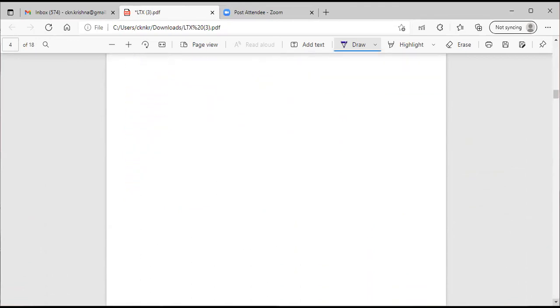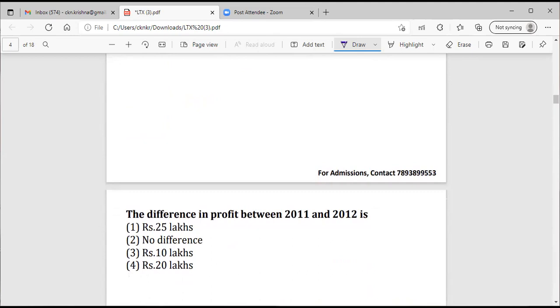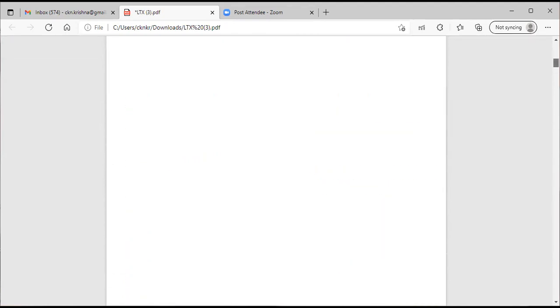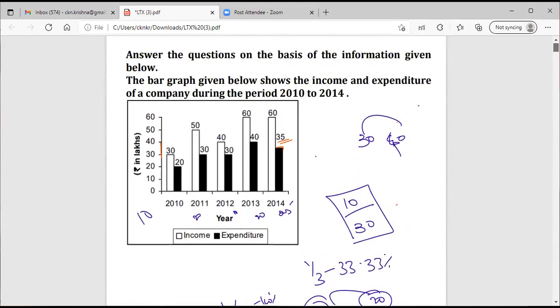That option is given. Okay, the difference in profits between 2011 and 2012 is what? Just look at the problem. 2011 and 2012 is what?